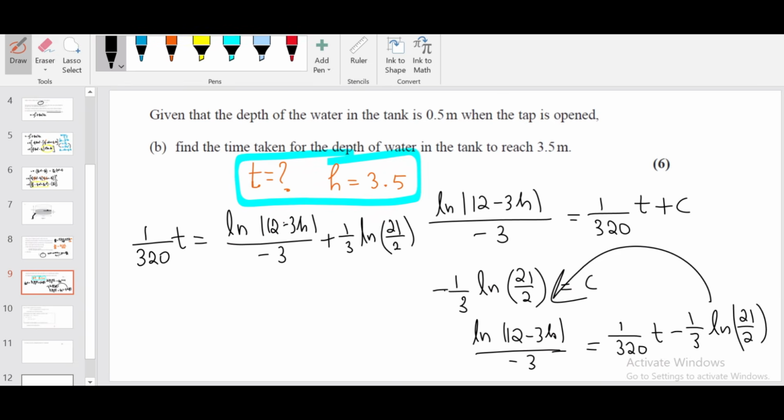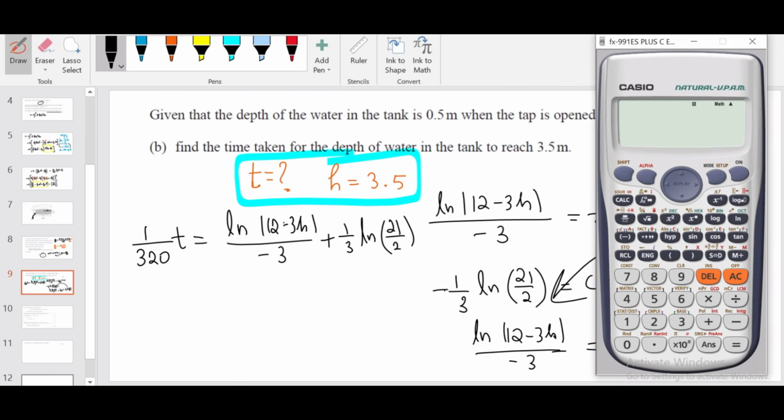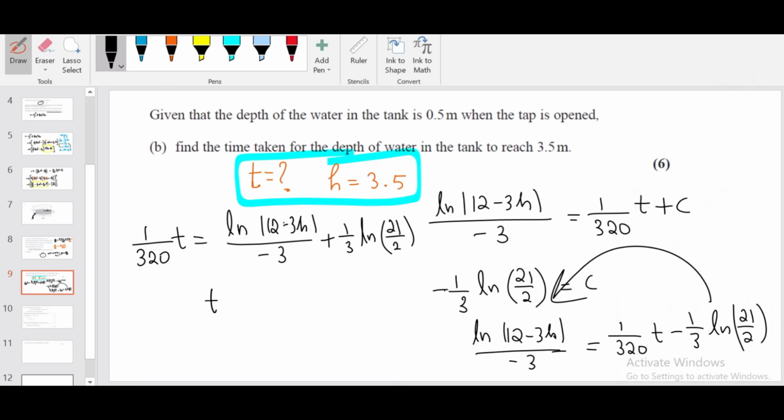I'm going to replace h by 3.5 now. So it's basically ln of 12 minus 3 times 3.5 divided by negative 3 plus 1 over 3 ln 21 over 2. We got this answer, but you need to multiply it by 320. Okay, when you round it to three significant figures, it's 208. 208 is the value of t.